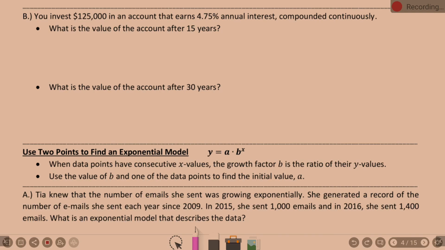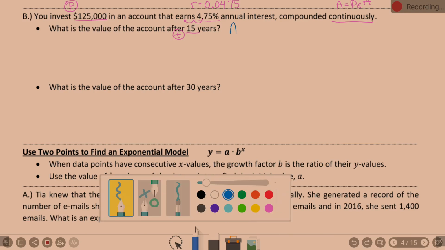$125,000 is your principal, your P. 4.75% is R. How are we going to express that? Move the decimal two places left: 0.0475. Compounded continuously? That just says I'm using P times e to the rt. And then 15 is T. In the first part, it's 15 years, so we're using that as T.